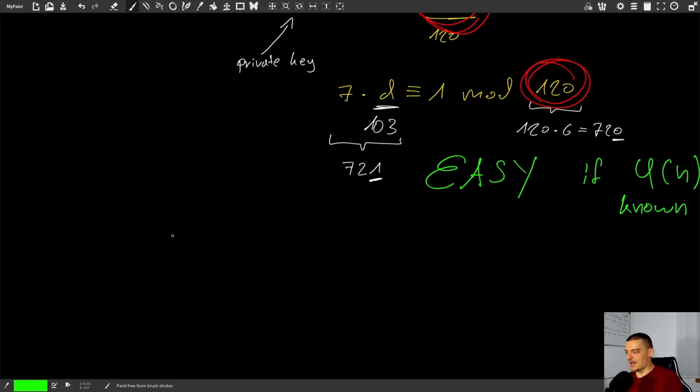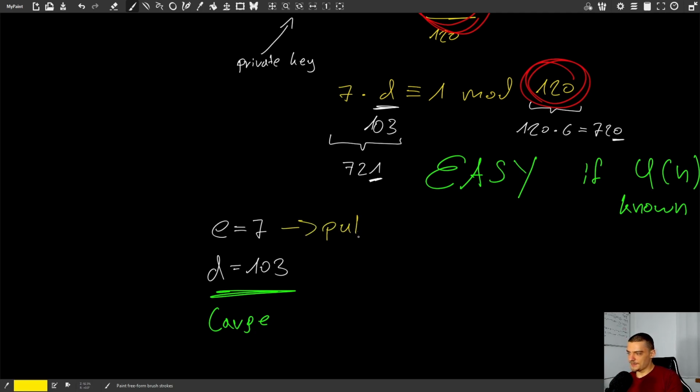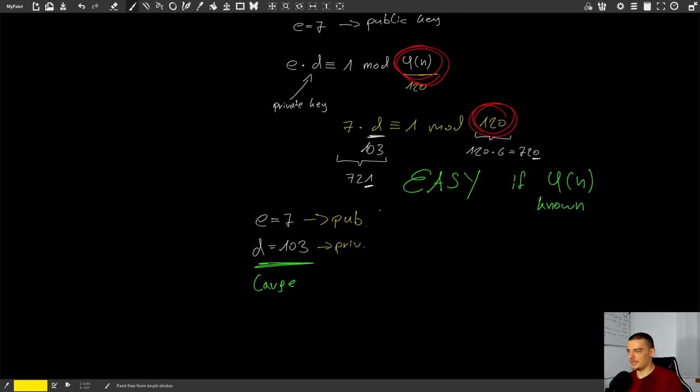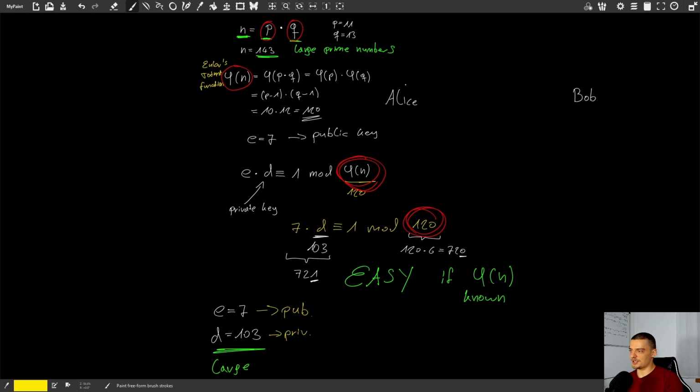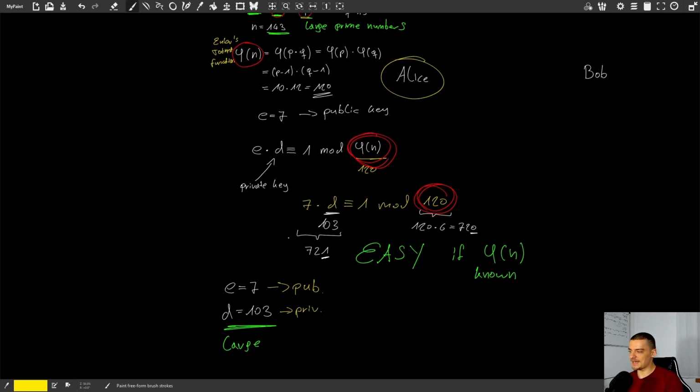So basically now what we have here is we have e equals 7, we have d equals 103, and again, those are large if you do this in real life, if you don't do this here as an example. And this is just the public key, and this is just the private key. There you go. So this is the generation. Now you have a public key and a private key, and Bob would now do the same thing. So this is for Alice. Remember, this is for Alice. Alice now has e equals 7, d equals 103.